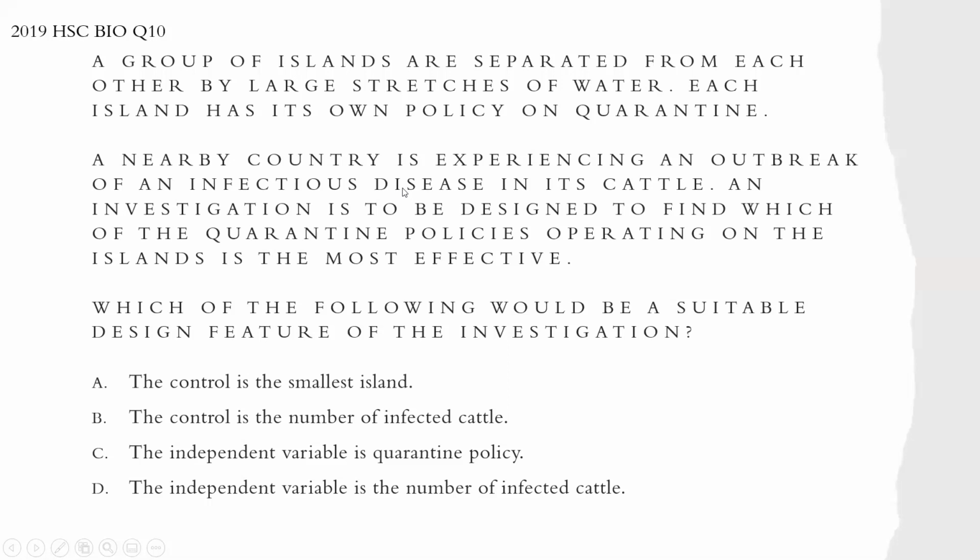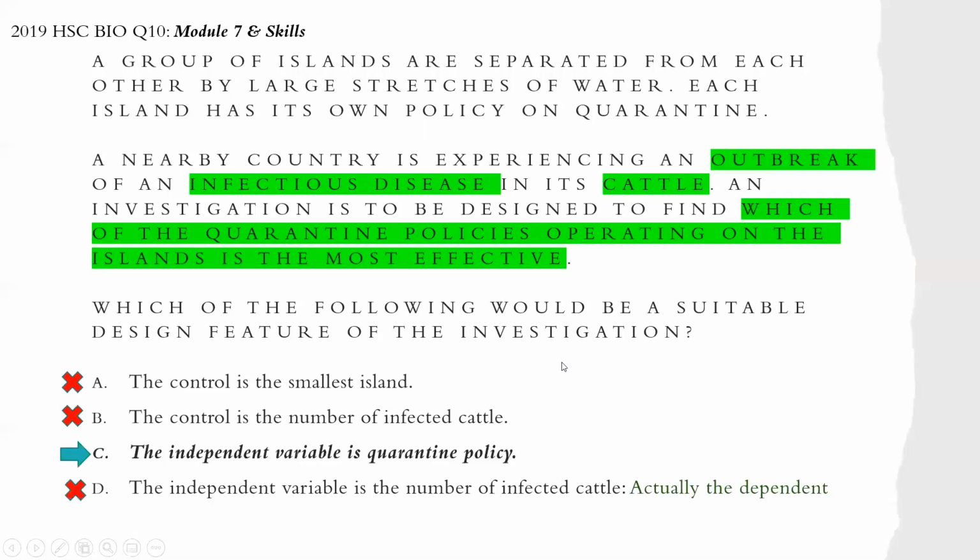So what we're seeing is an investigation will be done to determine which of the two islands has a better quarantine policy. And they want you to determine which is most effective. So I'd say we'd probably measure effectiveness by the number of cattle. Well, the less effective it is, the more cattle you'll see die. So our question is, which of the following would be a suitable design feature for the investigation? So the answer is going to be C.